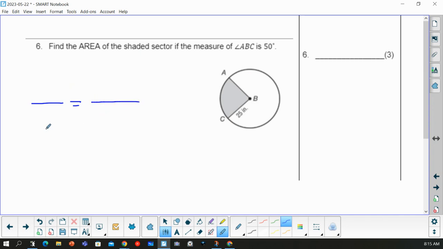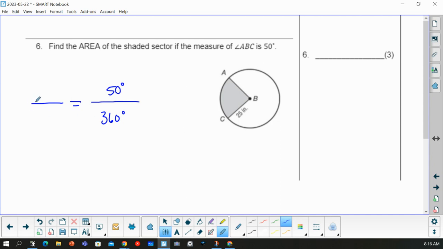It's set up as a proportion here. On the top, we're going to have the sector, and on the bottom, the circle. On one side we're going to have areas, the other side we're going to have the degrees. So the degrees of a whole circle is 360 degrees. The degrees of just that sector is 50 degrees. So notice we've got sector on the top, whole circle on the bottom.